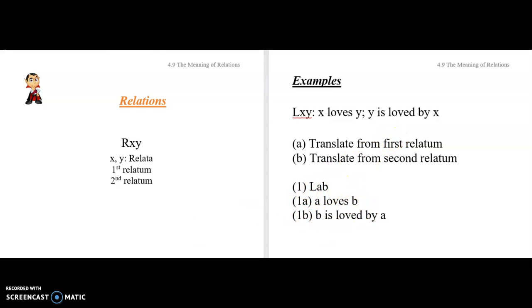Let's look at some more. If I said instead of LAB, I said LBA, how would you translate that? This would say B loves A now, because it's the thing in this position that's doing the loving, and this is receiving love from B. So this would say A is loved by B, and these express the same idea. They express this sentence right here. So it matters what's in what position. Is it the first relatum or the second relatum that we're looking at?